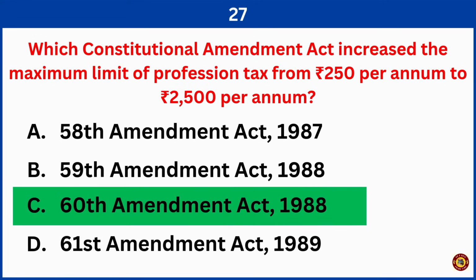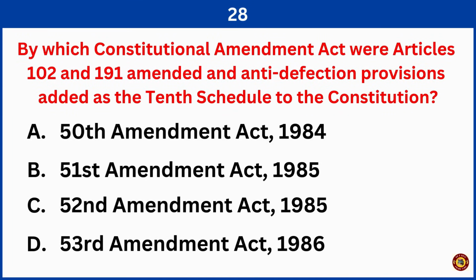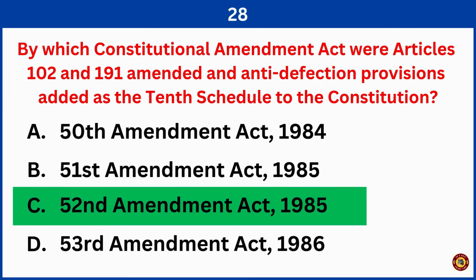Correct answer is option C, 60th Amendment Act 1988. By which constitutional amendment act were Articles 102 and 191 amended and anti-defection provisions added as the 10th schedule to the Constitution? Right answer is option C, 52nd Amendment Act 1985.